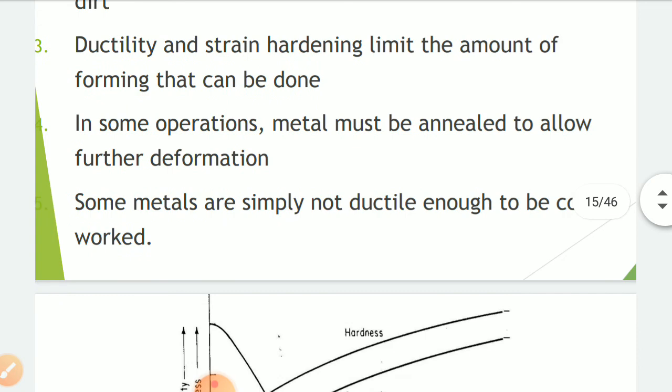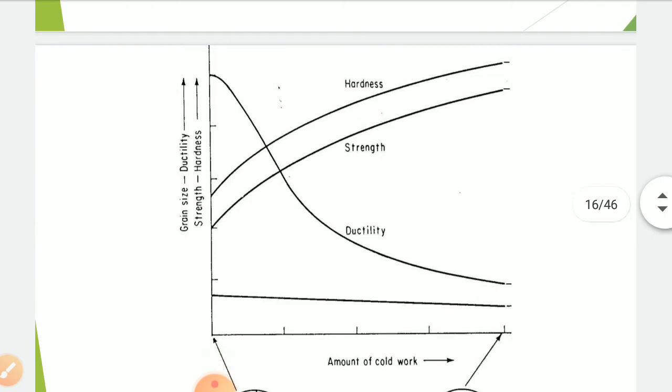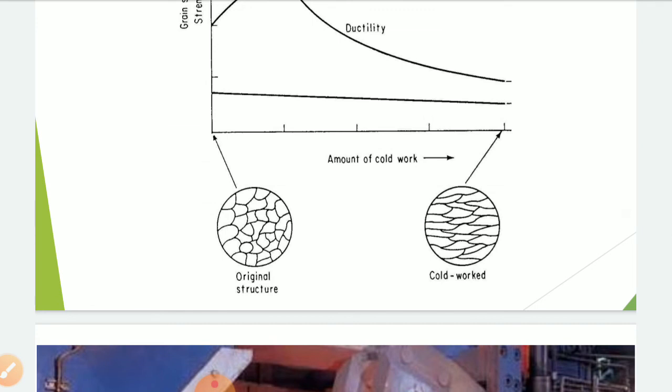Now some metals are simply not ductile enough to be cold worked. Yeah, that's true, because some materials are brittle in nature, you cannot go for cold working for those materials. Now here is a graph that shows amount of cold work. So if you go for cold work, strength and hardness will increase, whereas ductility will decrease. And this is how the grain size will change.